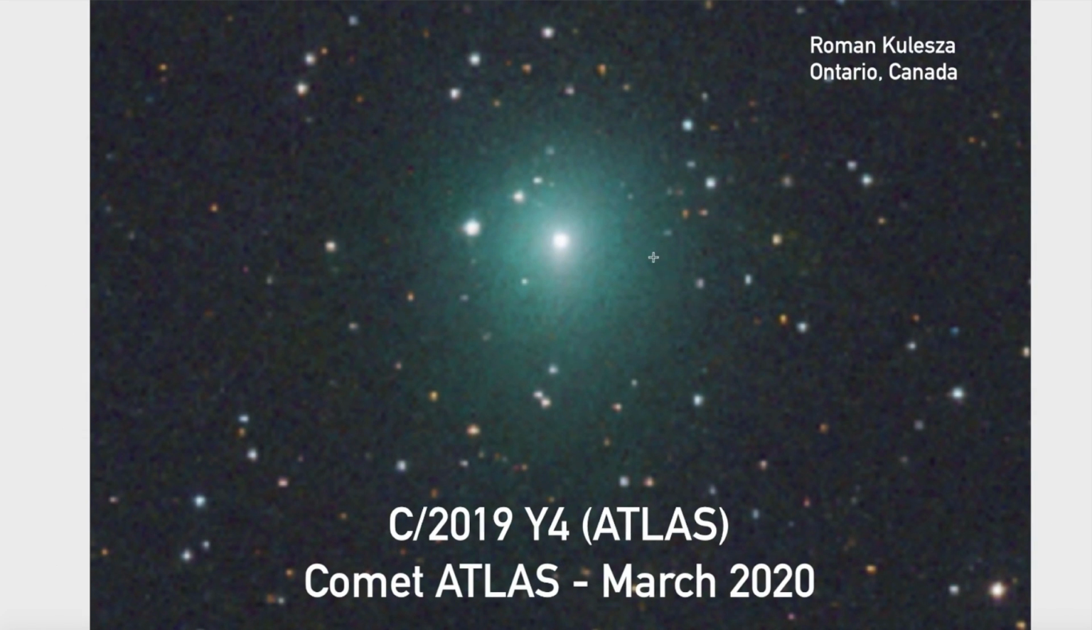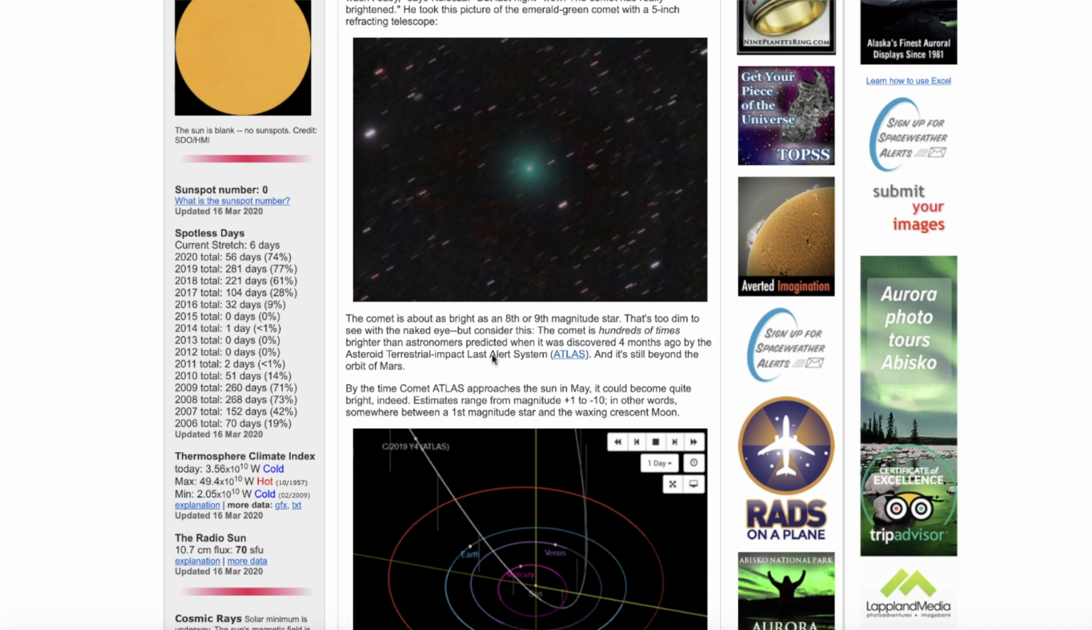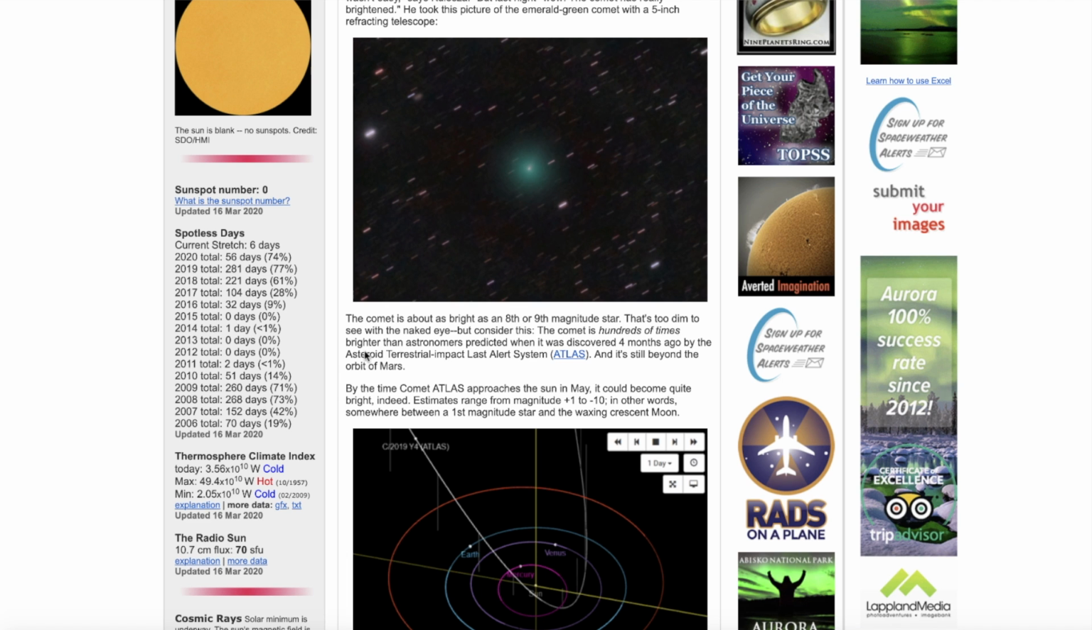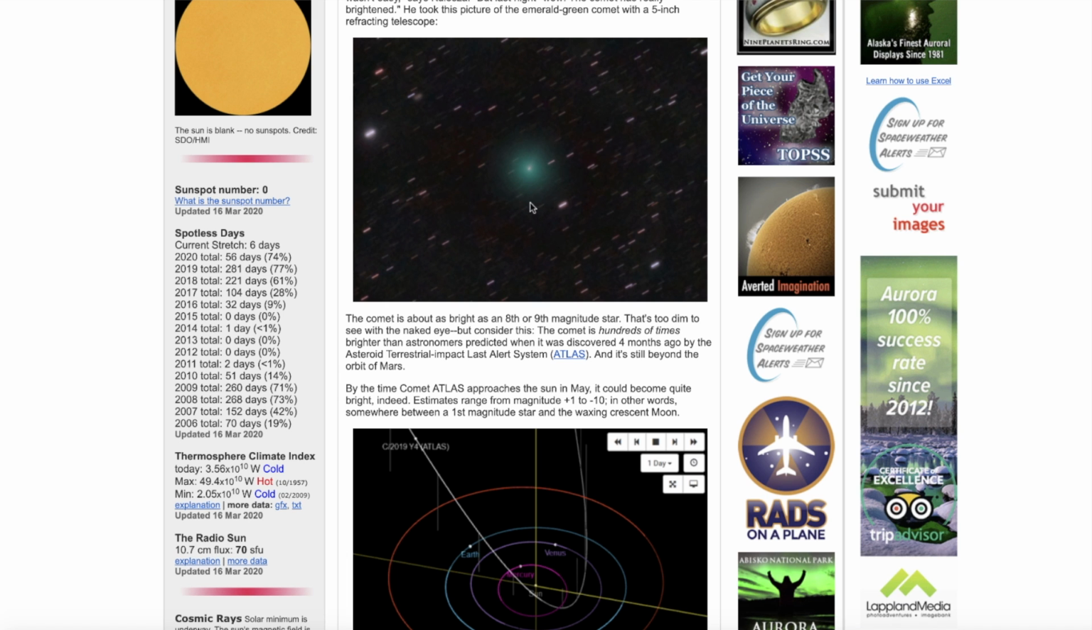And you got to keep in mind, that's on the outer edge of Mars's orbit. Just incredible. The comet is about as bright as an 8th or 9th magnitude star. That's too dim to see with the naked eye, but consider this. The comet is hundreds of times brighter than astronomers thought it would be when they discovered it 4 months ago at this position. They didn't think it would be this bright, not by a long shot.